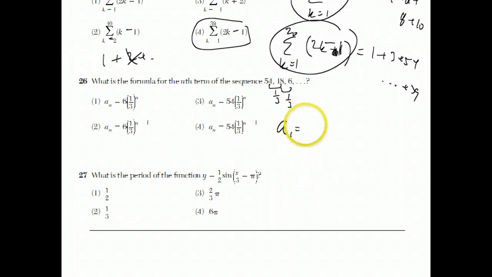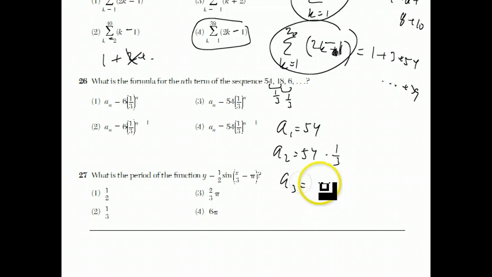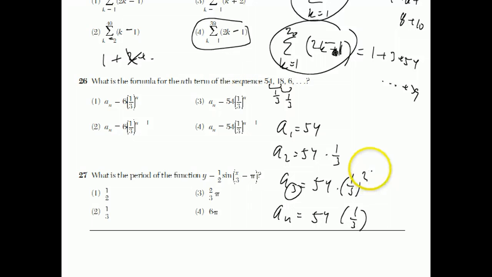The first number is 54, that's A1. A2 is 54 times a third. A3 is 54 times a third squared. In general, AN is 54 times a third. Notice when it was a 3 here, it was 1/3 squared that we multiplied it by, so it's n minus 1. This is also a formula that you can memorize.